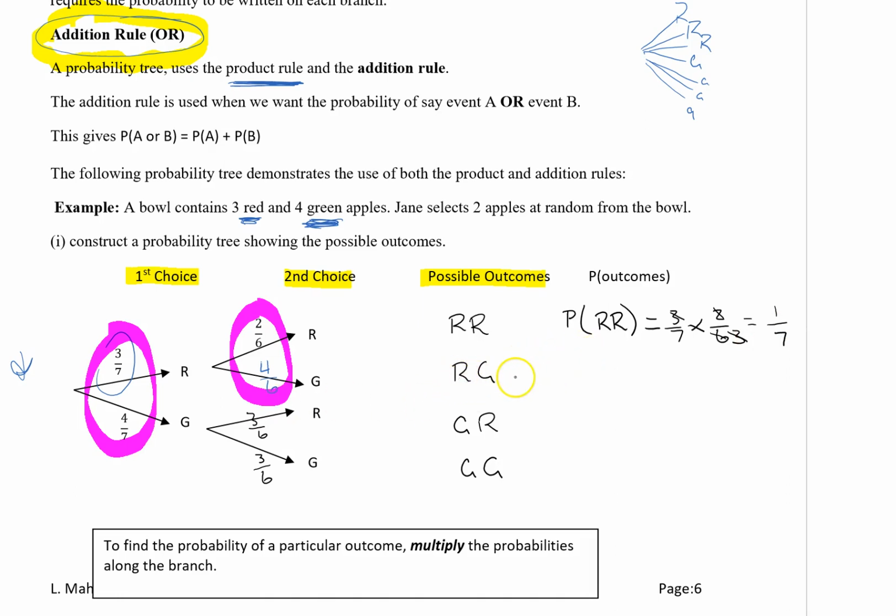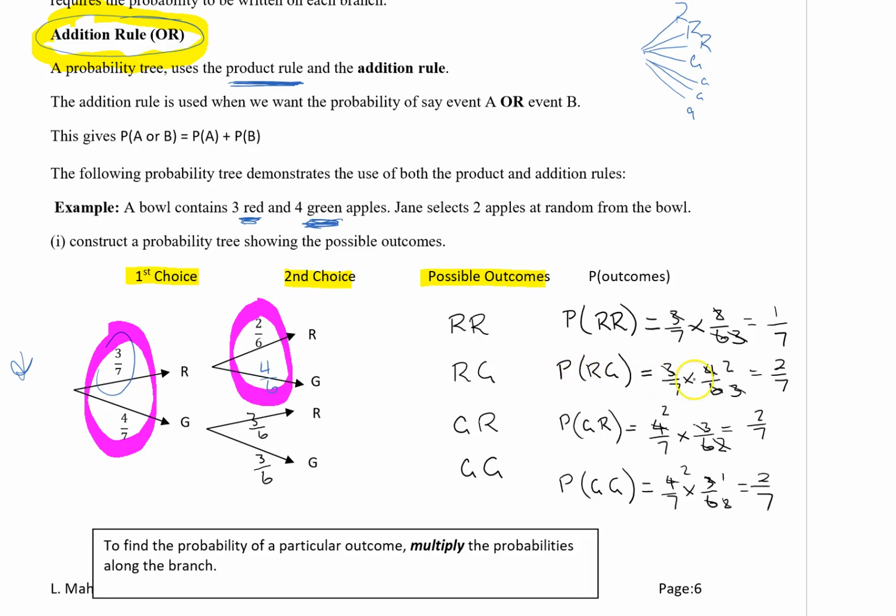Probability of a red followed by a green. I'll just pause the video and fill these out. So you can see that I have multiplied these probabilities along the branch, red followed by green. So we want a red and a green. Multiplying, we get 2 in 7.